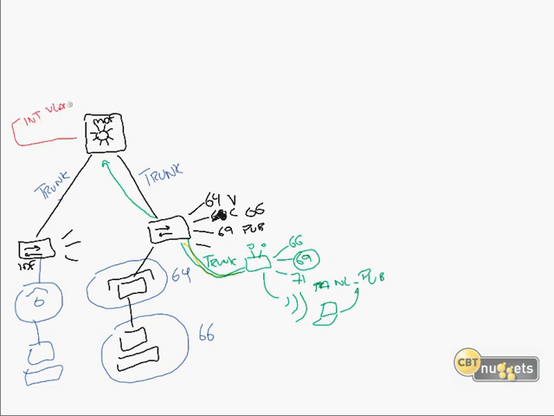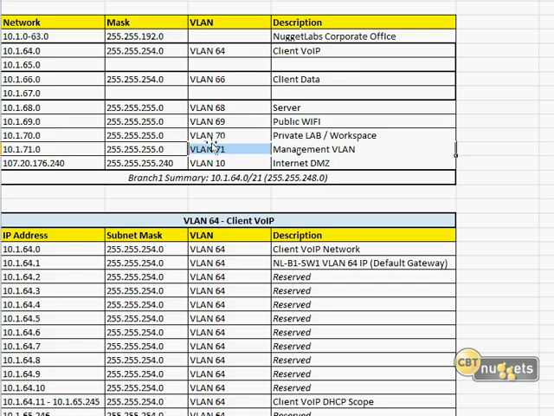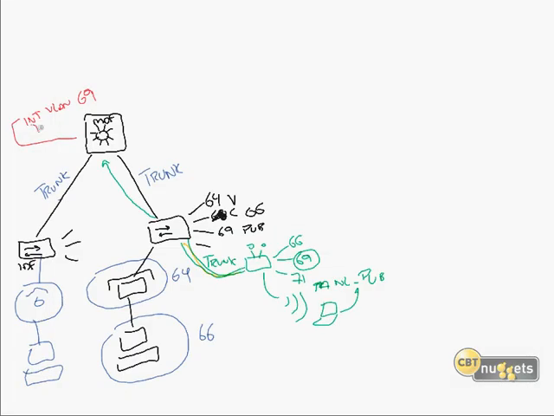VLAN 69 with an IP address, and if I look over at my spreadsheet, it will be public Wi-Fi 69, 10.1.69.1. That'll be the IP address on the interface of this switch. That'll be this guy's default gateway.